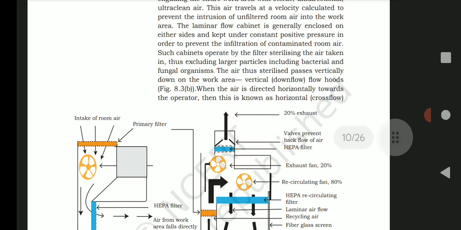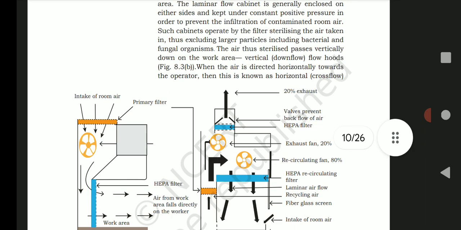Some cabinets operate with a filter that sterilizes the air taken in, excluding the larger particles from the bacterial as well as fungal organisms, so that they do not create contamination of the culture we are using. There are two types of laminar flow hoods available: one is horizontal and the other is vertical flow.